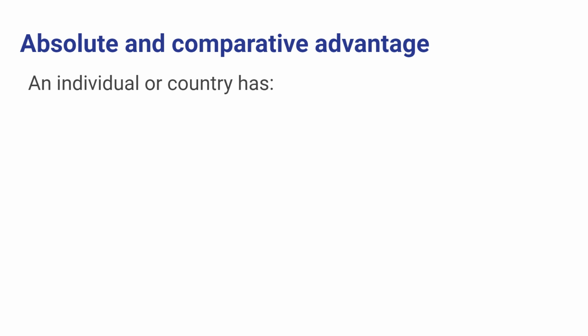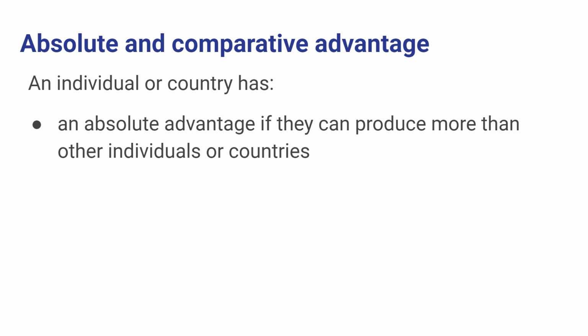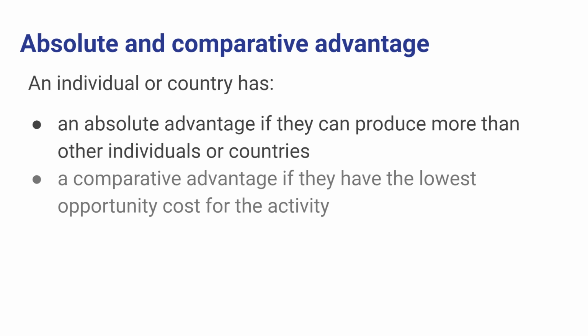An individual country is said to have an absolute advantage in a productive task if they can produce more of that good than other individuals or countries can. Alternatively, an individual country is said to have a comparative advantage if they can produce that good at the lowest opportunity cost. So you have an absolute advantage in something if you're better at it than anybody else.